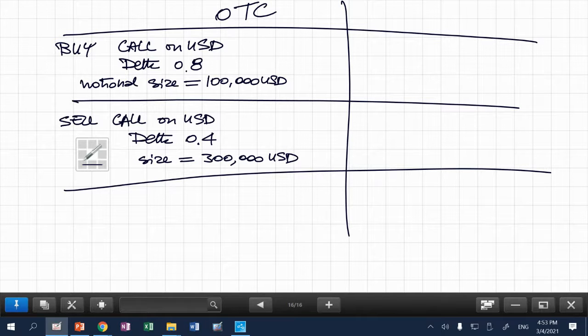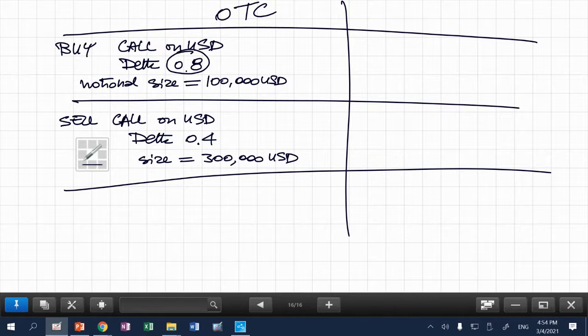And the idea is the following. Here, you have a delta of 0.8. The delta of 0.8, or if you want, 80%, means what? It means that the premium of the option reacts 80% of the change of the price of the underlying. If you have a delta of 0.8, it means that the reaction of the option premium is just 0.8 times, or 80%, of the change in the price of the underlying.